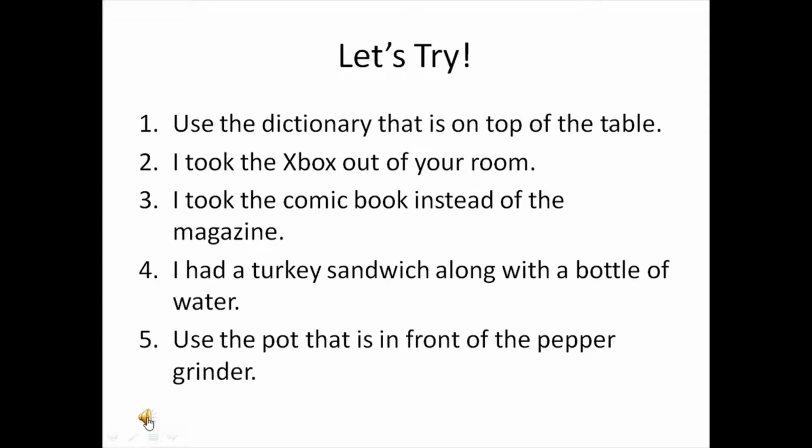Let's look at number three. I took the comic book instead of the magazine. So I took the comic book instead of. Instead of is going to be our compound preposition. Number four. I had a turkey sandwich along with a bottle of water. I had a turkey sandwich with what? Along with a bottle of water. Along with is going to be our compound preposition.